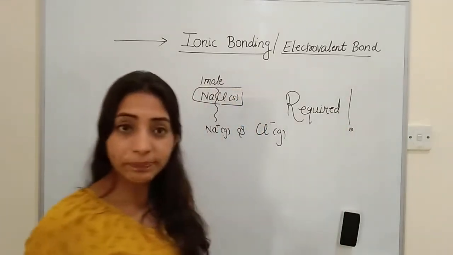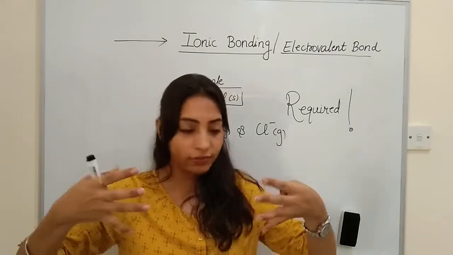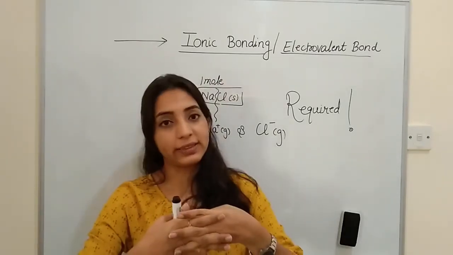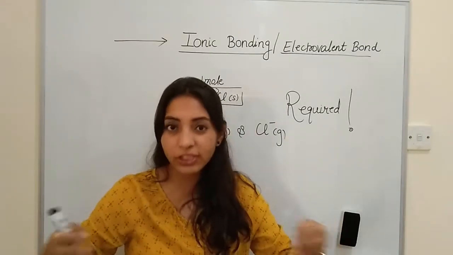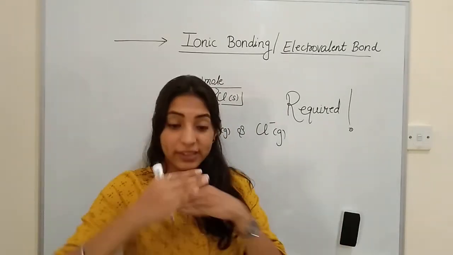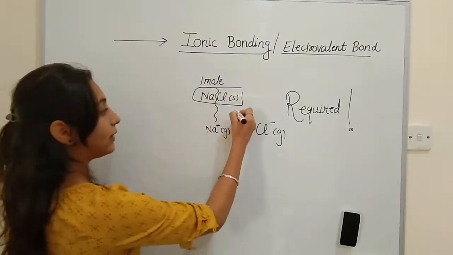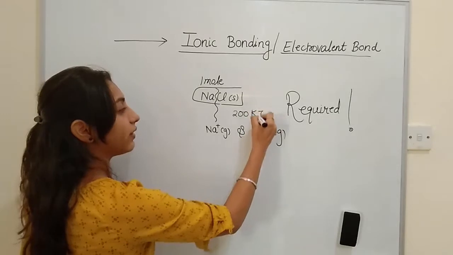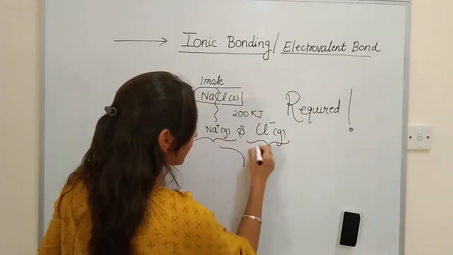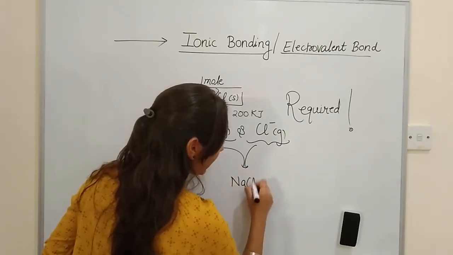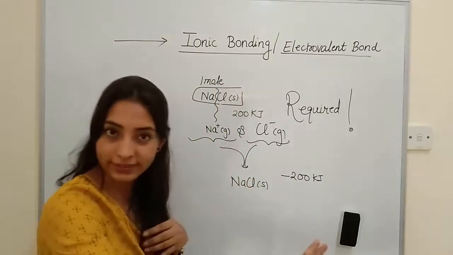Understood? So if cation and anion are together, when they come together, energy is released. But if they are together and you have to break them to go away from each other, energy is required. But the value remains same. So when NaCl has to be broken down, let's say 200 kilojoules of energy is required. But when once again Na plus and Cl minus come close together to form NaCl solid, 200 kilojoules of energy will be released.